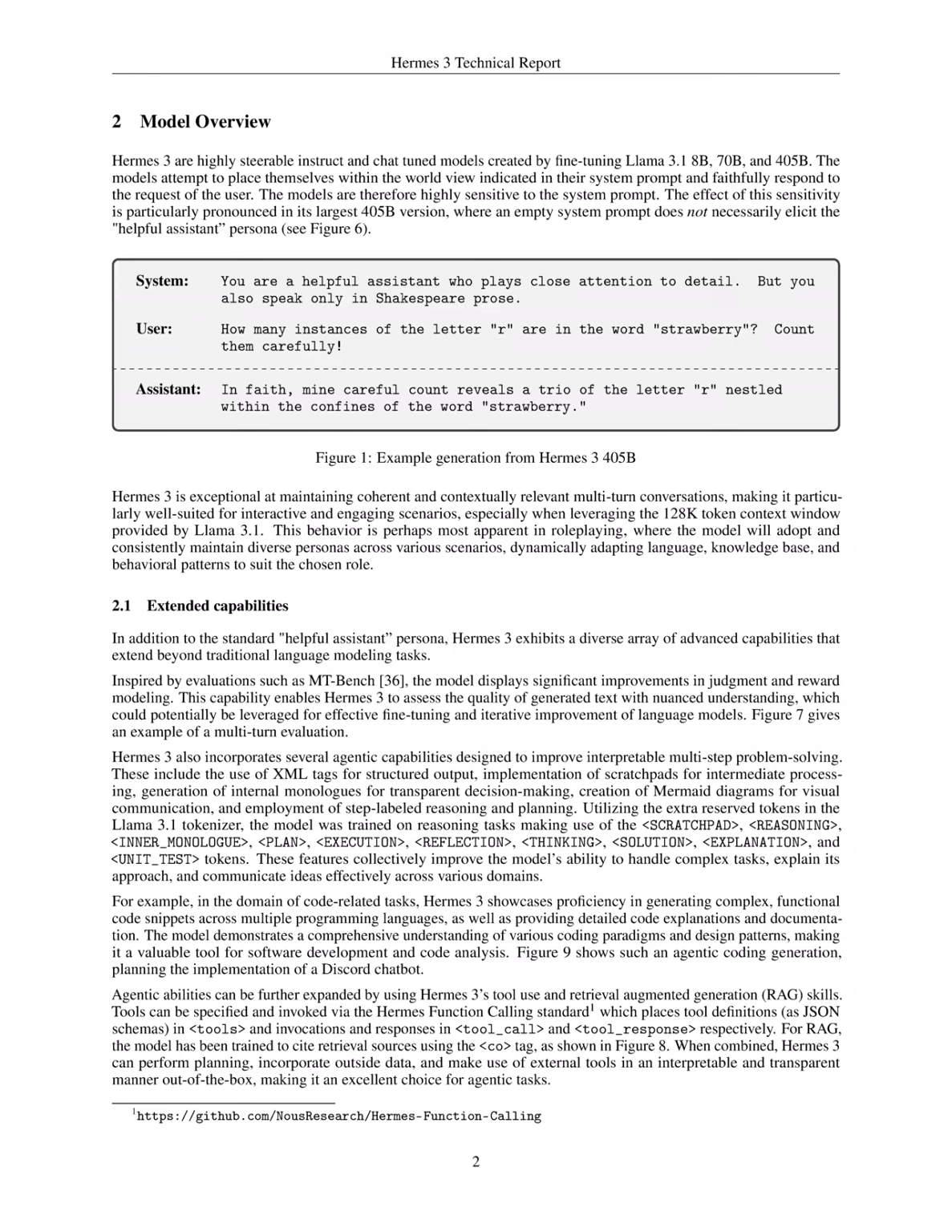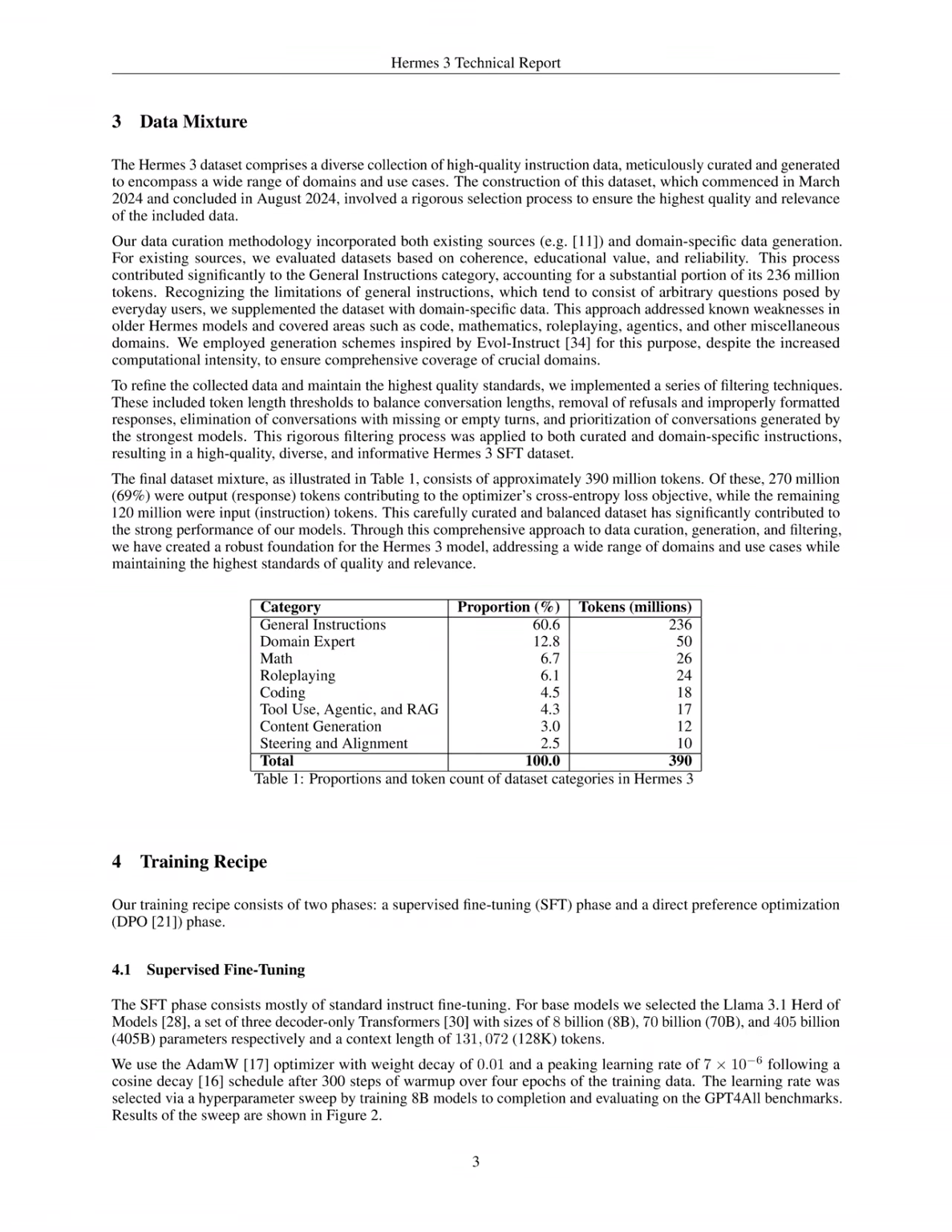Hermes 3 achieved state-of-the-art performance among open-weight models on several public benchmarks, demonstrating significant improvements in judgment and reward modeling. The model's training on a diverse dataset of approximately 390 million tokens, including 270 million output tokens, contributed to its robust performance across various domains.